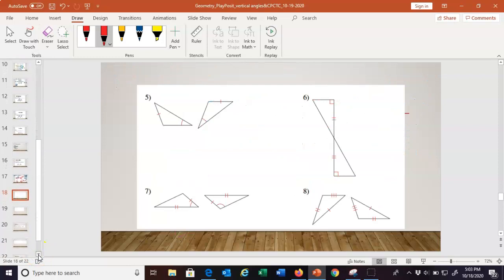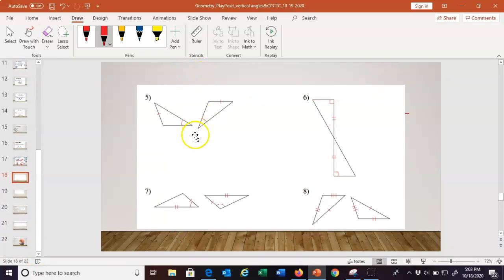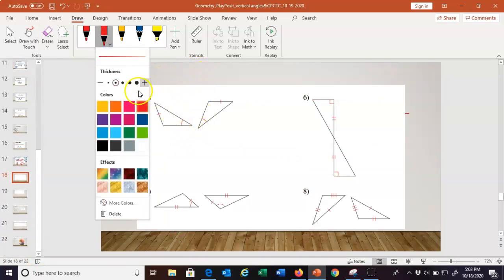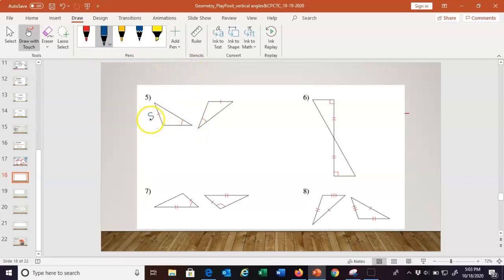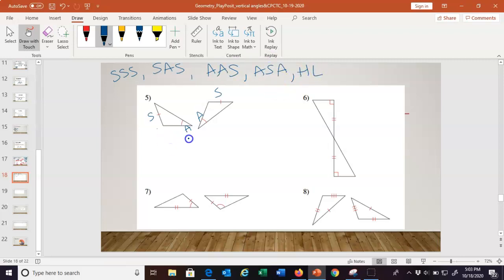Number 5, the triangles are already split apart for us. So we're just going to mark what we have. I have a side and an angle, a side and an angle. Let me rewrite our postulates up here. Sometimes it's handy to have those up until you start to memorize them, and I know that you will. Not so much memorize them, but you're just going to be using them so much that it's going to feel like second nature.